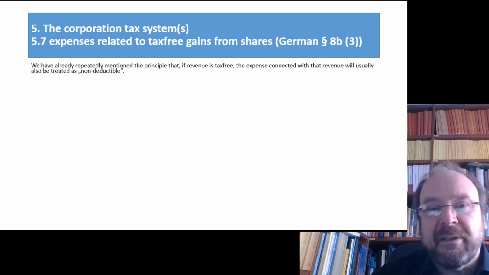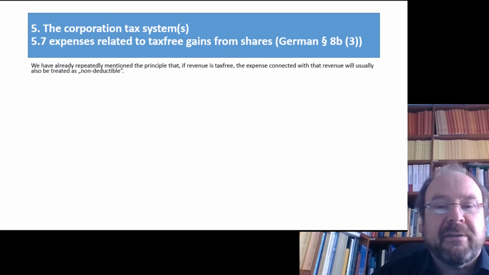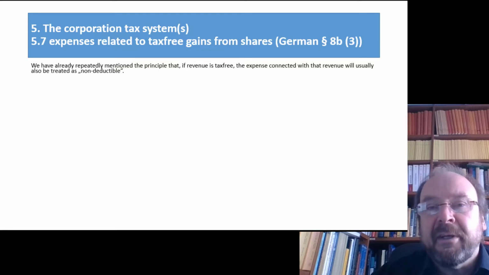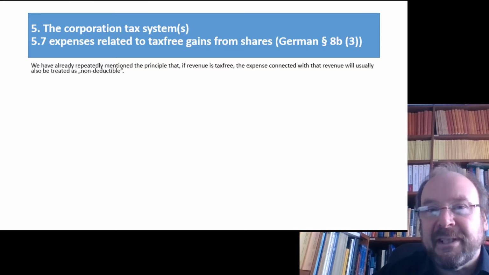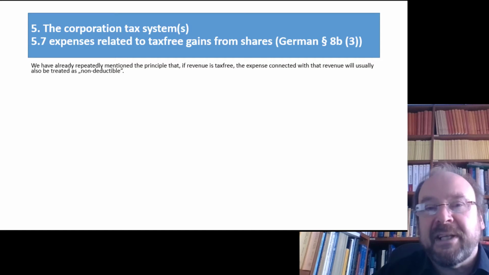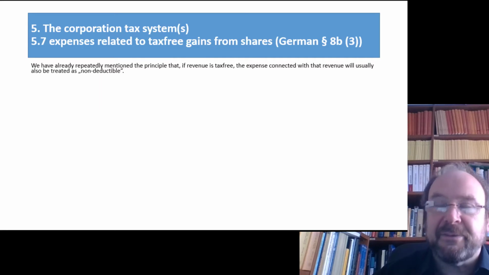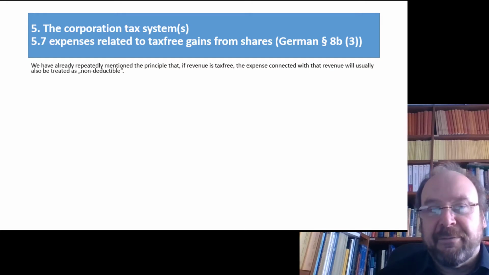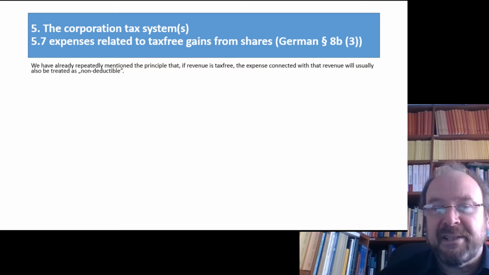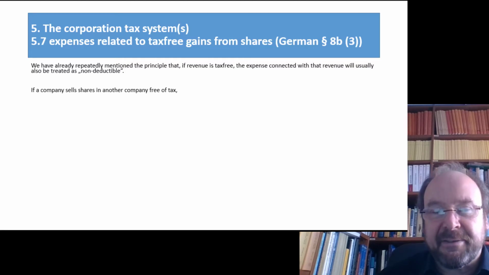We have repeatedly mentioned that there is usually in tax law, and especially therefore also in German tax law, a principle that a revenue and an expense combined with that economically should be treated alike. It makes usually no sense to say revenue is tax-free and expense then can lower the rest of the taxable income. If you tax income, you look to the net result, so you try to view revenue and expense together. So if revenue is tax-free, also expense will probably be treated as tax-free.